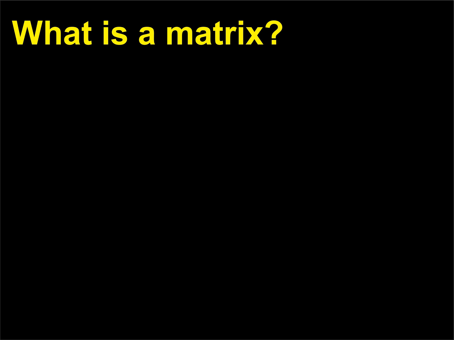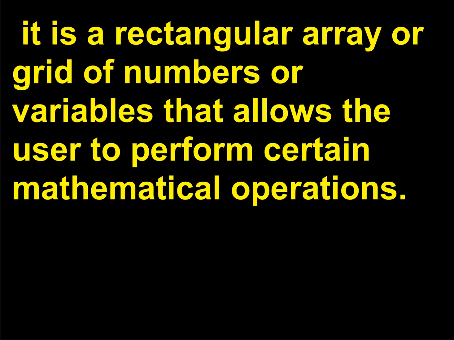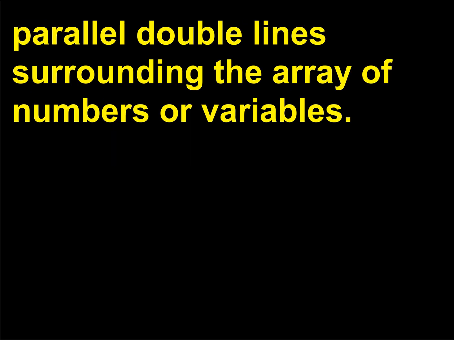What is a matrix? A matrix is a concise way of representing and working with linear transformations, also. It is a rectangular array or grid of numbers or variables that allows the user to perform certain mathematical operations. They are usually symbolized as large parentheses or two large pairs of parallel double lines surrounding the array of numbers or variables.